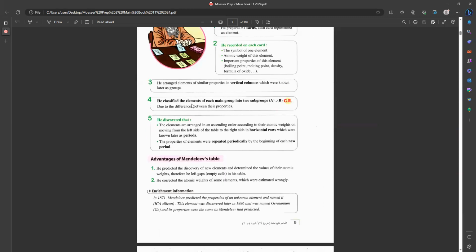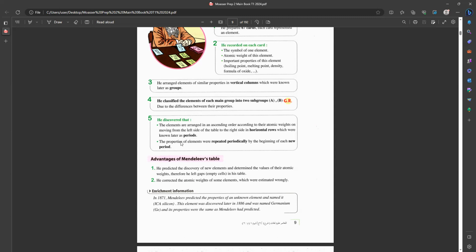And he arranged the groups into two subgroups. He divided each group into only two, A and B, because he found they are different in properties. So he put the elements that have similar properties in group A, and the other elements that have similar properties among themselves but are different from group A in group B. Each subgroup has different properties from the other, but elements within group A are similar in properties, and elements within group B are similar in properties.